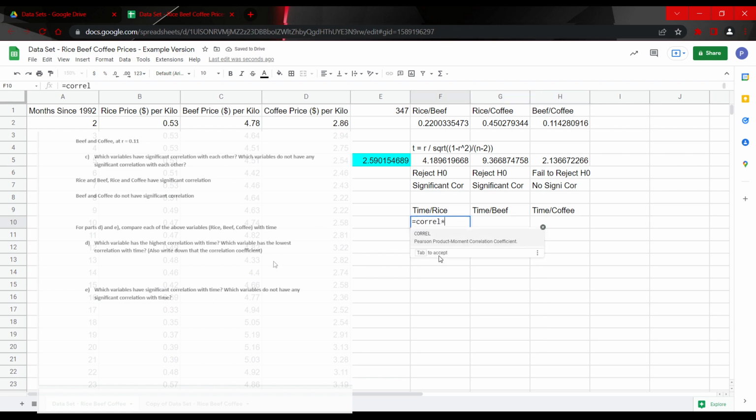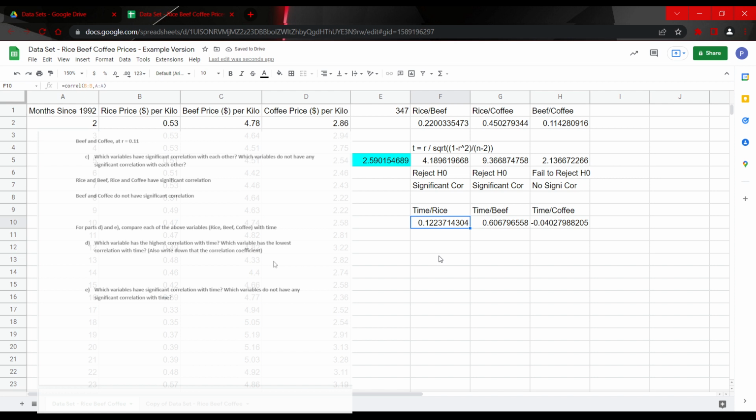So equals CORREL, and yeah, so here time is independent, right? Even though it doesn't matter much in this scenario, both ways will give you the same numbers. It's always good to be in the habit of putting time as our independent variable. So here we can have B B A A. Here we're gonna have C C A A, CORREL, C C A A, and then CORREL D D A A.